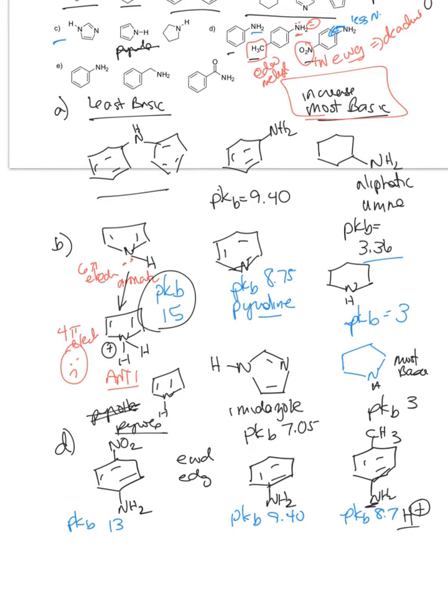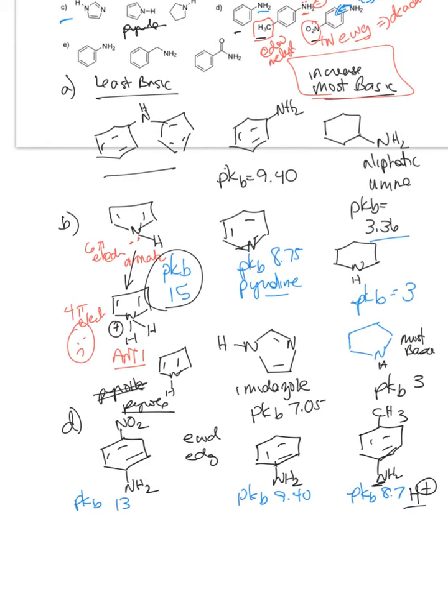We have one more group. Yes, we have the E. So what do we have here? We have this, so let's classify this as aniline. This is benzylamine. That benzyl group, that's a primary amine.